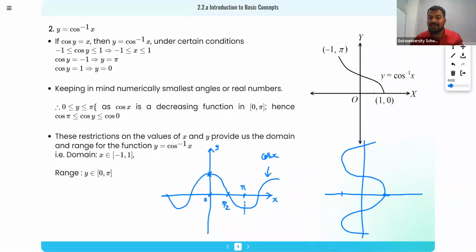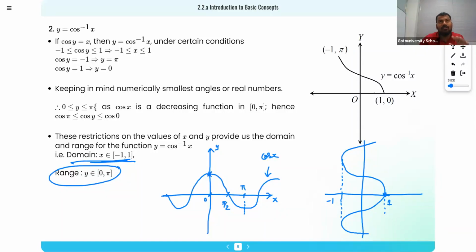Okay, what is the range again? Again, it can go maximum from -1 to +1. And what about the range here? Since it is going to be positive, it will go up from 0. Since it is starting from 0, I can take it maximum up to pi. So you can see the range is going to be 0 to pi and the domain is going to be -1 to 1.